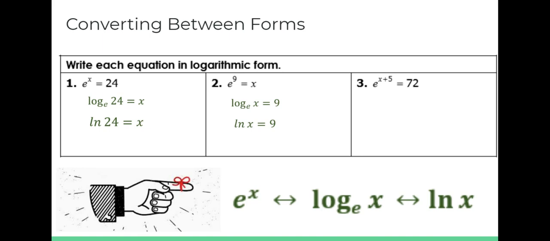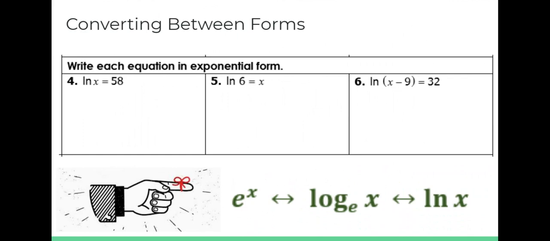Same thing. The form and the pattern do not change. Just because we have x plus 5 in our exponent, that doesn't mean anything. That just means it's a little bit more explicit. So we have log base e of 72 equals x plus 5. And again, to express this as a natural log, you replace the log base e with ln.